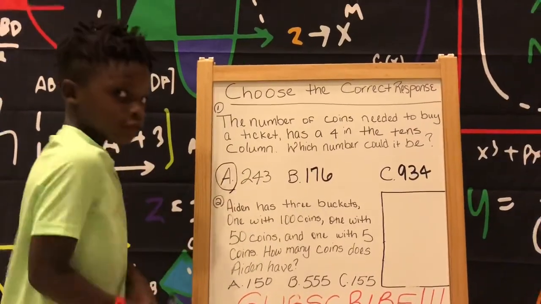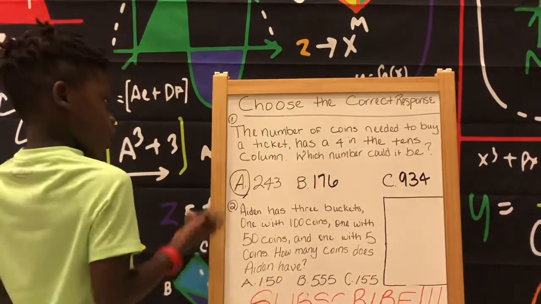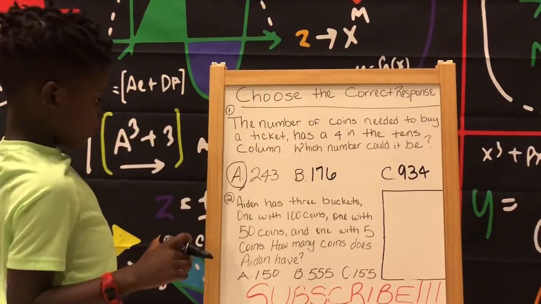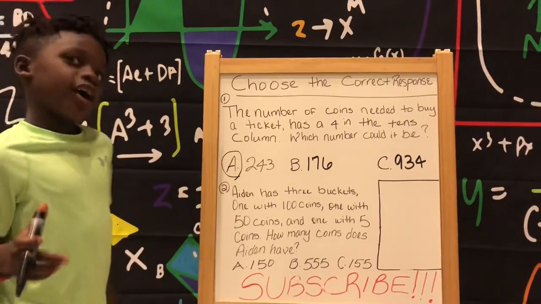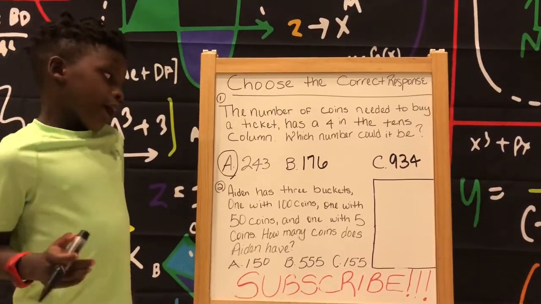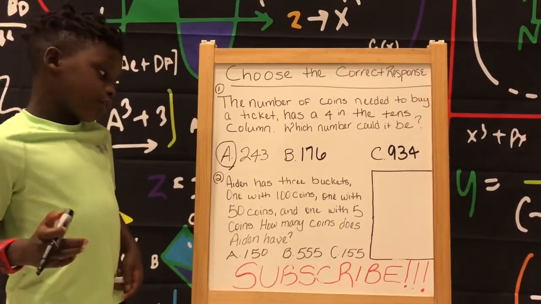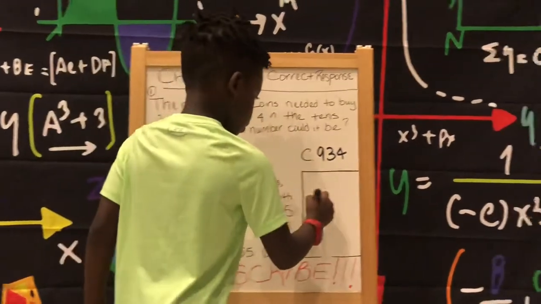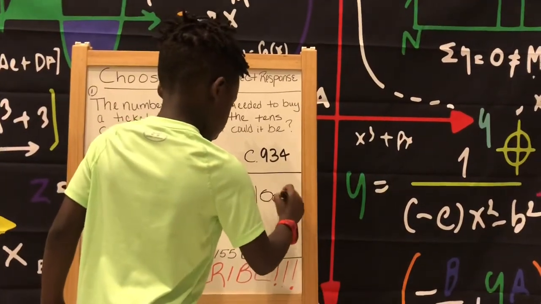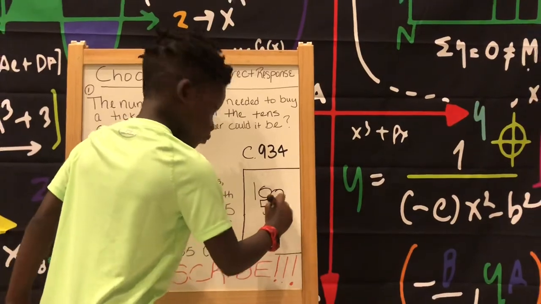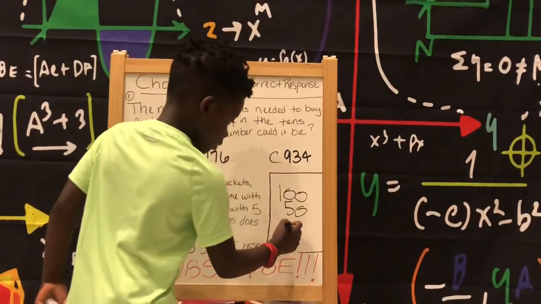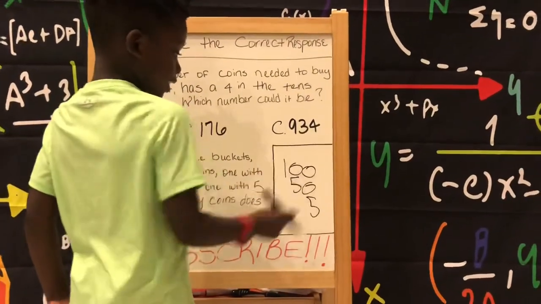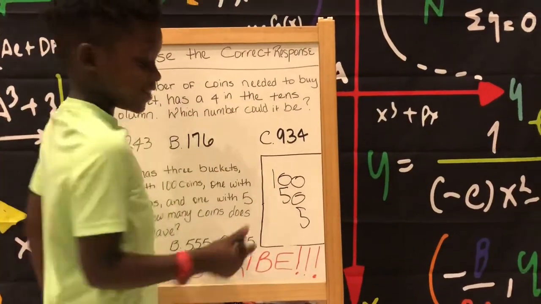First problem solved. A just has 3 buckets with 100 coins, one with 50 coins, and one with 5 coins. How many coins does Aiden have? Okay, so now we have 100. We got 50. And then we got 5. It's like going down. It's 3 digit, it's 2 digit, and then it's 1 digit.